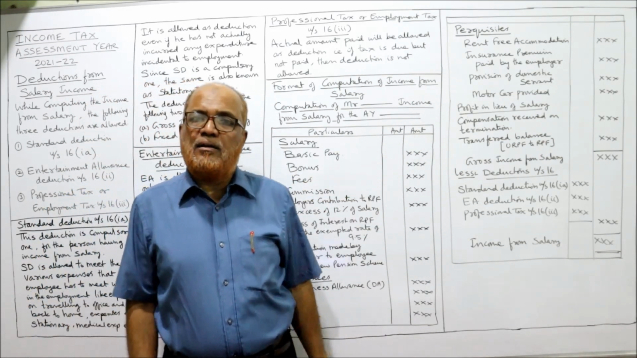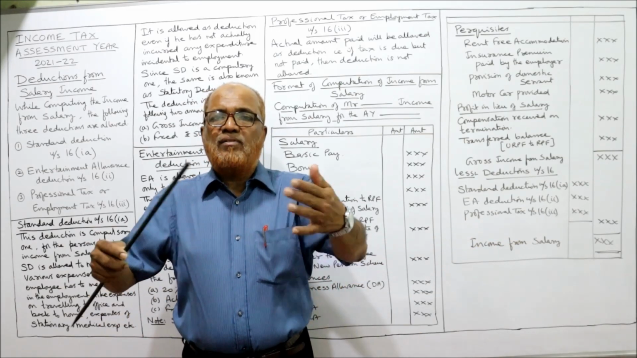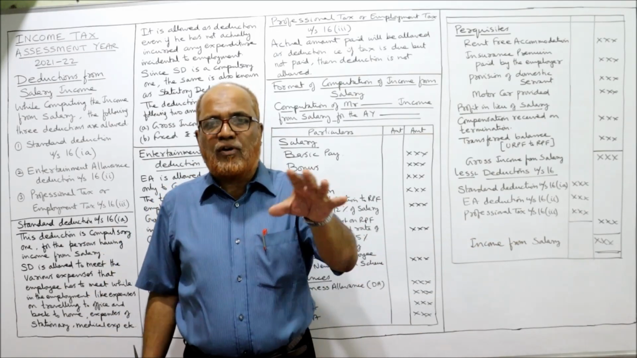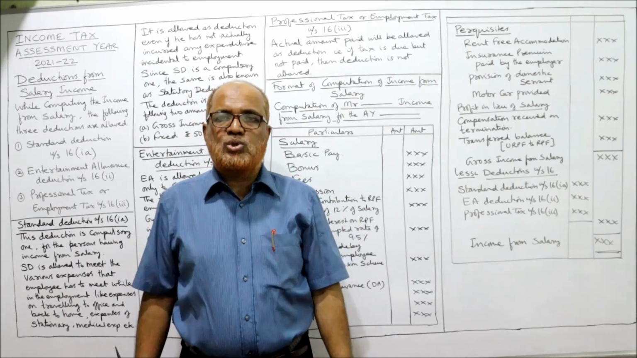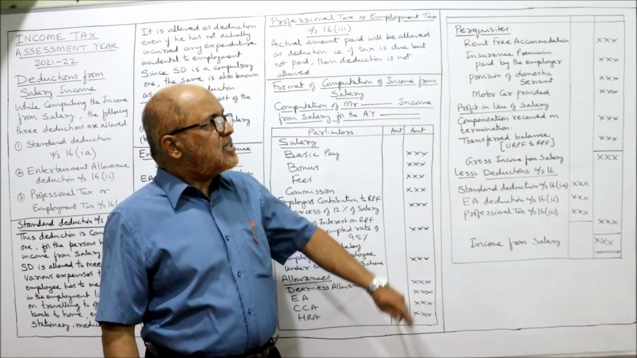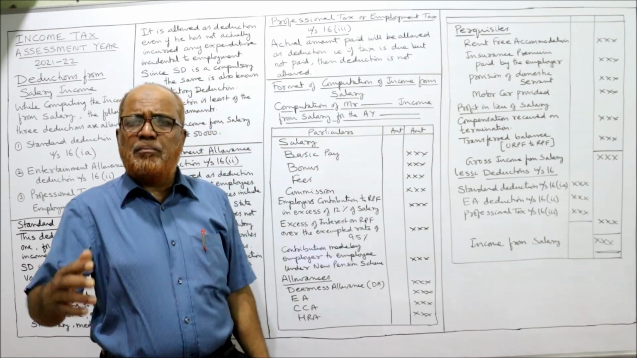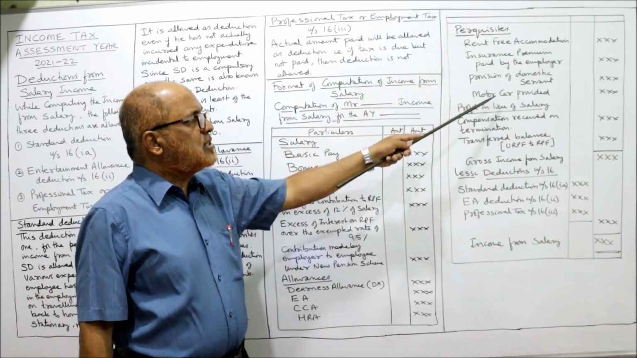Motor car provided. In the last video I explained it to you in detail. When a motor car is given by the employer to the employee either for personal use or for partly private and partly official use, in that case it's a taxable perquisite. So these are a few examples I have taken. Apart from that, many other perquisites are also there. So all the perquisites will be taken.